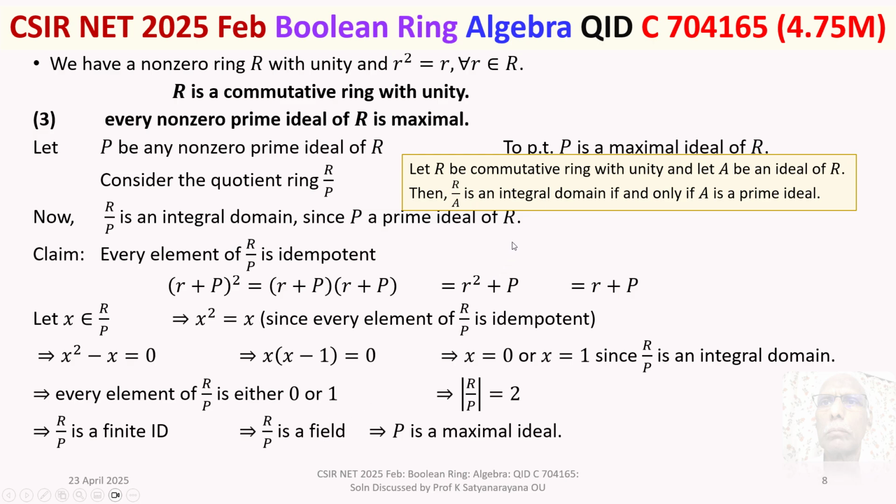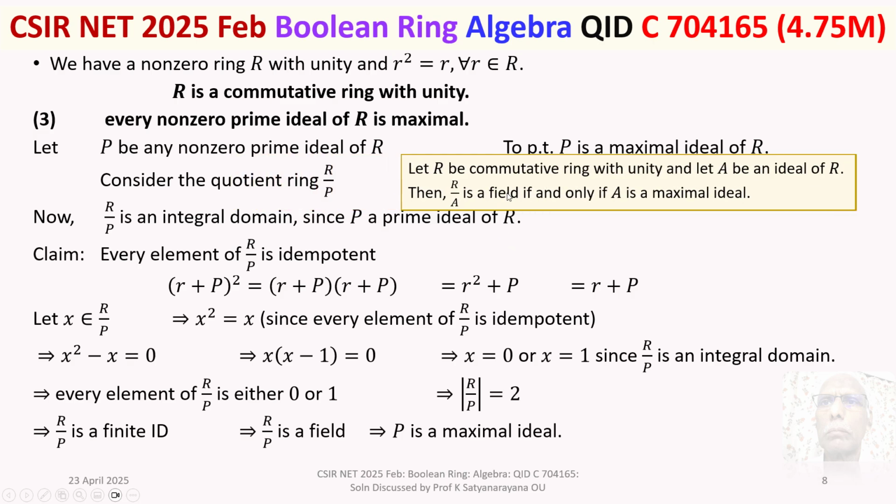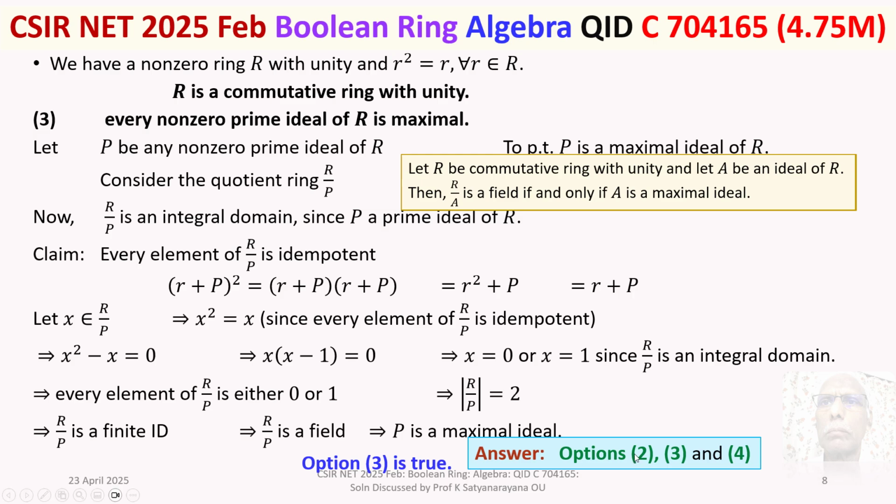And you recall the result. R by A is a field if and only if A is a maximal ideal. Now R by P is a field. This will imply P is a maximal ideal. Thus, every non-zero prime ideal of R is maximal. Thus, option 3 is true. Summarizing all the options, the answer to this question is options 2, 3 and 4. That is the detailed discussion of the solution of this problem.